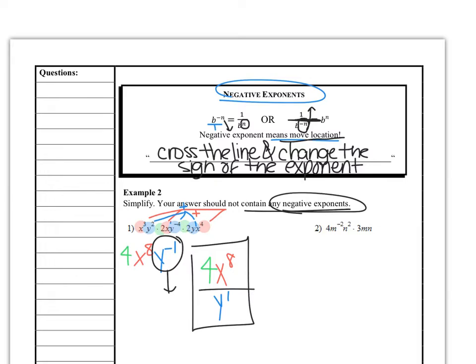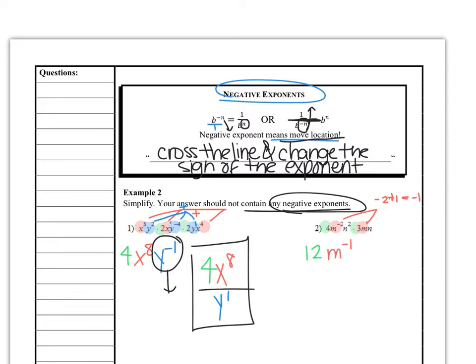Alright, so we're going to do the same type of thing on the next question. We're going to look for any coefficients first. We have a 4 and a 3, so that means when we multiply them we get 12. I now also have an m to the negative 2 and an m to the first. So m to the negative 2 plus m to the first power, negative 2 plus 1, makes that a negative 1 on the exponent, so m to the negative 1.